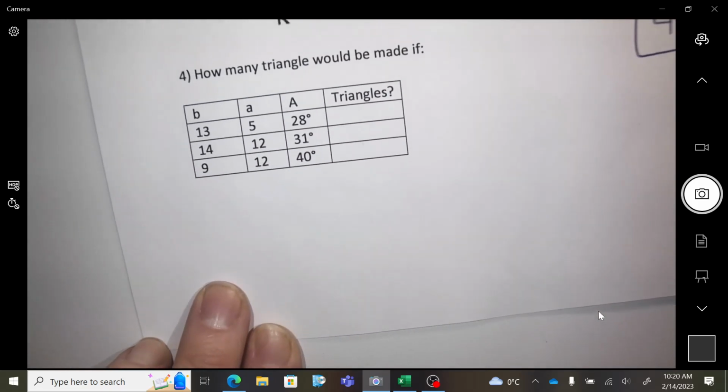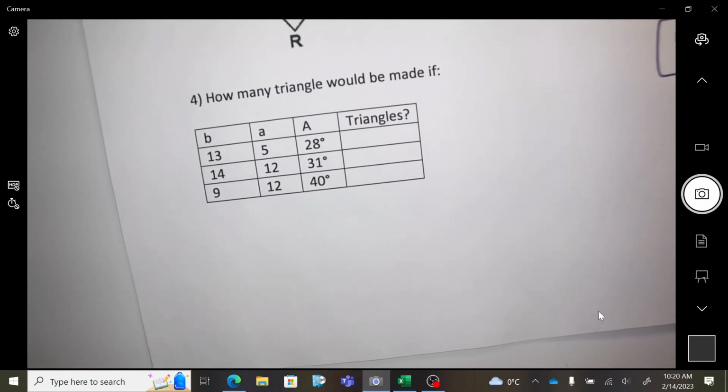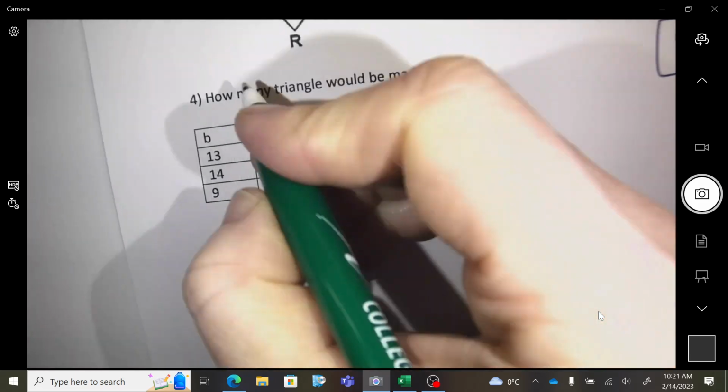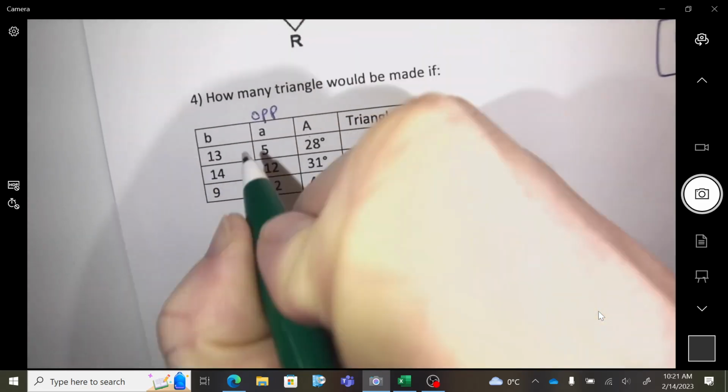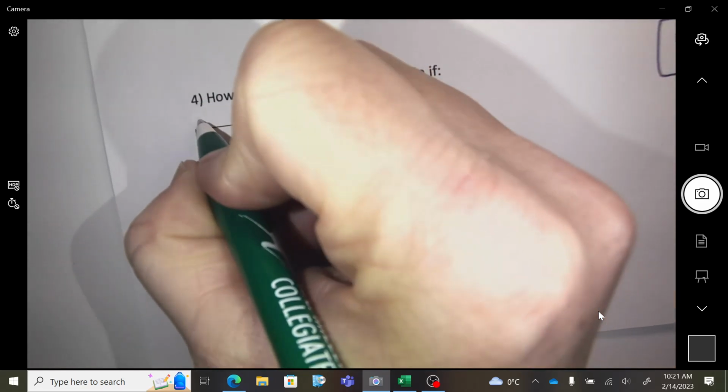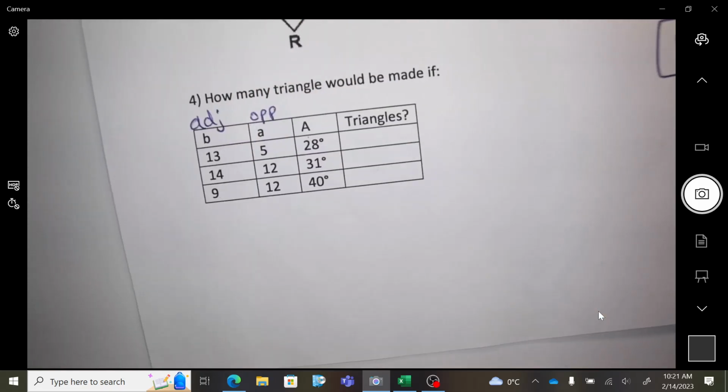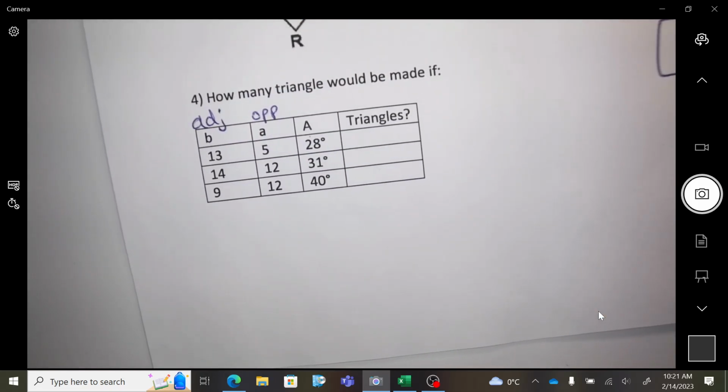Okay, back to question 4. I gave you angle A, which means side A is opposite, and side B is adjacent then. Remember the ambiguous case law? Oh, that one.